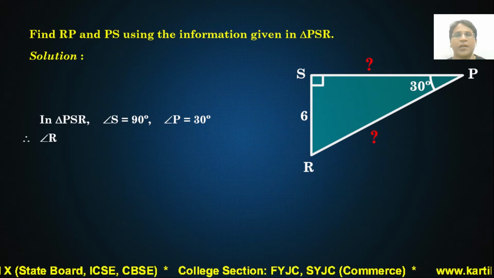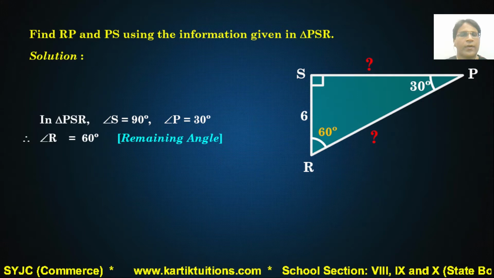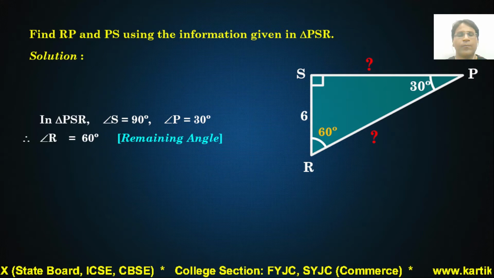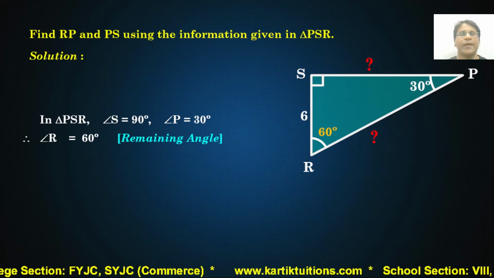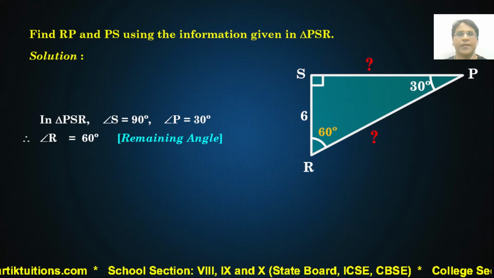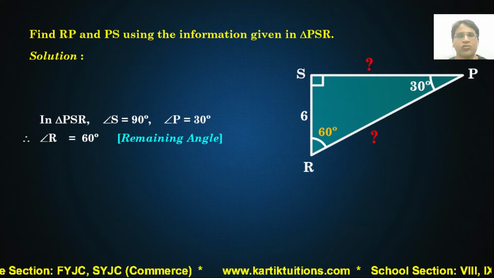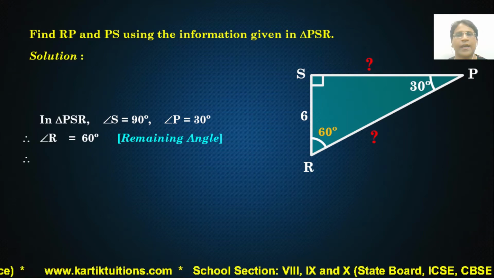Sir, how do you know? By the angle sum property of a triangle, for the remaining angle. If you add it up, the total has to be 180. Now 90 plus 30 gives you 120. 180 minus 120 will give you 60. So we get angle R as 60°. Now if you observe, the angles are 90, 30, 60. So basically this triangle is a 30, 60, 90 triangle.